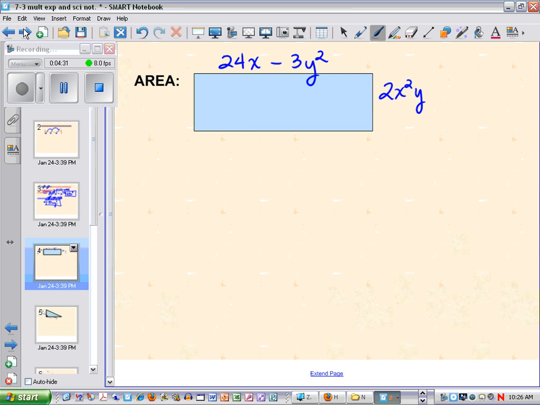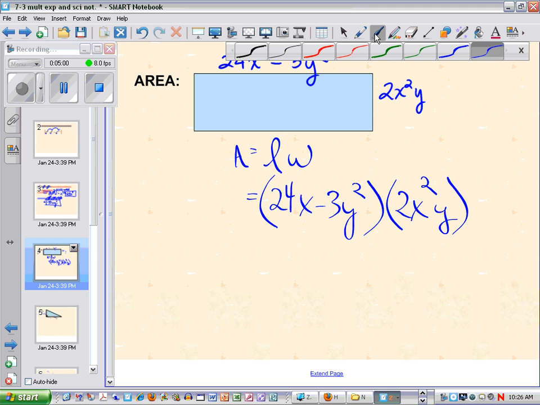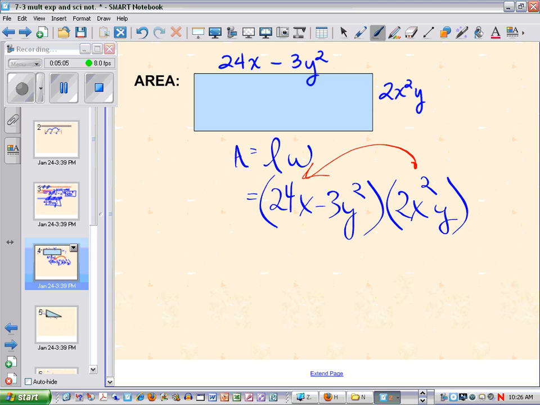All right. So let's find the area of this rectangle. Well, we know that area equals length times width. So our length, 24x minus 3y squared, times our width, 2x squared y. So what's going to happen here? We're going to distribute. I'm going to take the 2x squared y and multiply times both of the guys in parentheses, a little distribution.